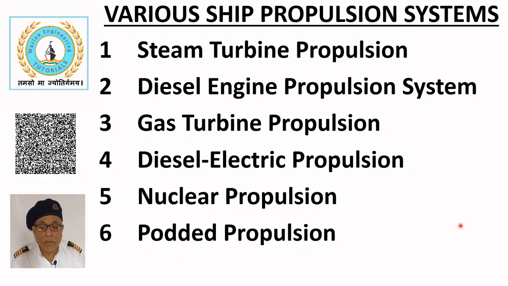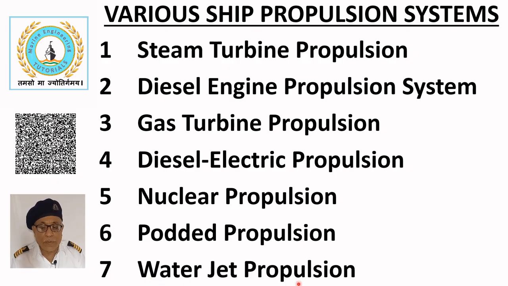Podded propulsion. This is an electric propulsion system where the motor is inside a rotating pod outside the ship which drives the propeller. The pod can rotate through 360 degrees, providing both propulsion and steering. It provides improved efficiency and excellent maneuverability without a rudder. This system is suitable for cruise ships, icebreakers, and ferries.